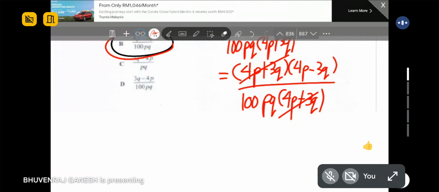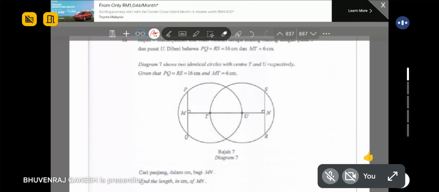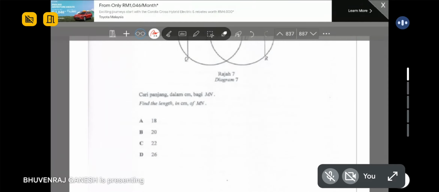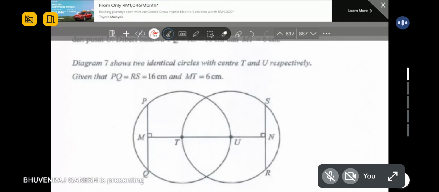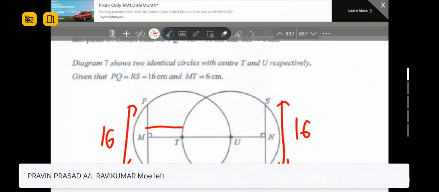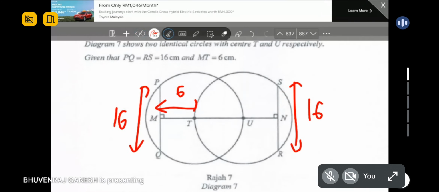Okay, guys? Okay, next one. Question 16, anyone? 16? To be quick, finish already. Okay, so they ask you the length of MN. PQ equals RS. So PQ is 16, RS is 16, MT is 6. Okay, so for this one, they ask MN. So you can find it. This one is 8. This one is 8. This one is 8. This one also 8. So you can find this one.